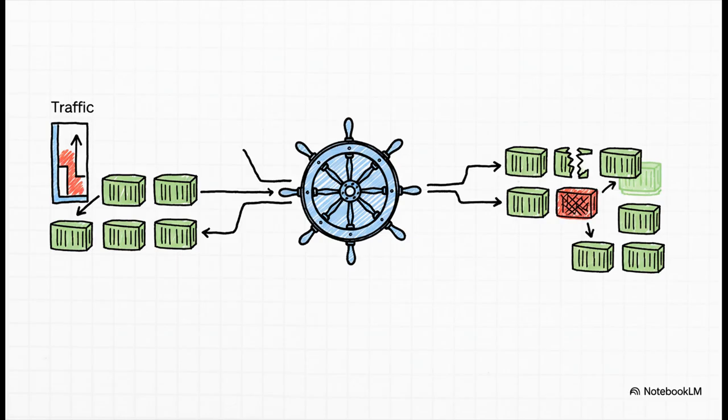If Docker gave us the standard shipping container, Kubernetes gave us the entire global logistics system to manage all of them. It's the factory manager, the air traffic controller. It orchestrates all your containers, automatically handling scheduling, scaling, and even healing itself when things go wrong. It's basically become the operating system for the cloud.